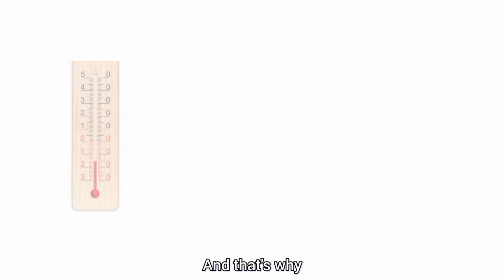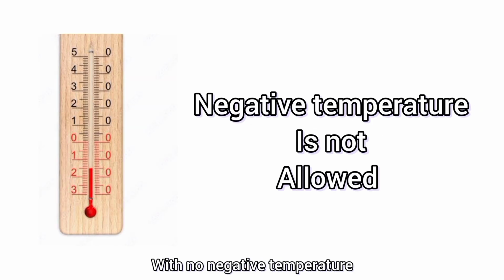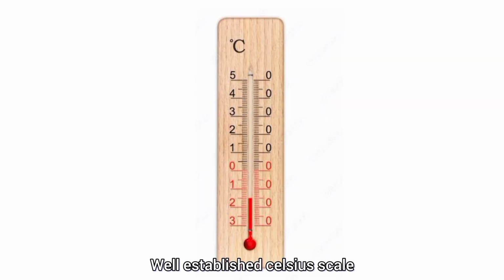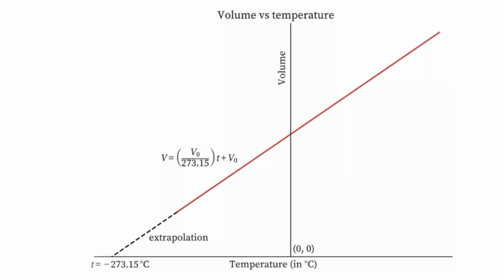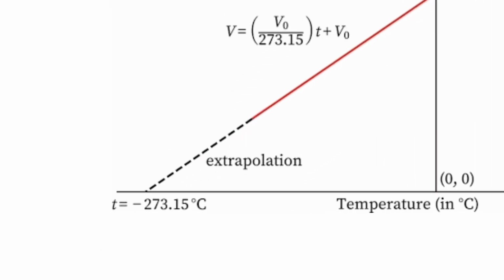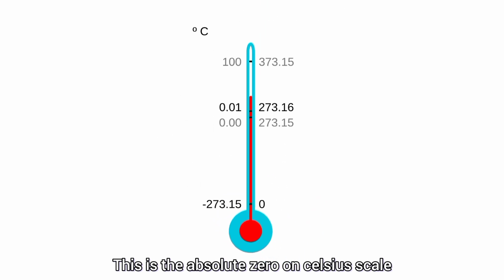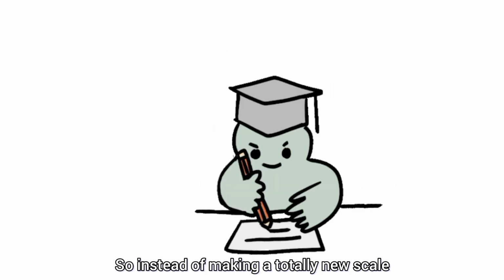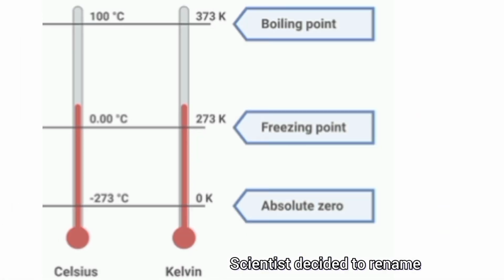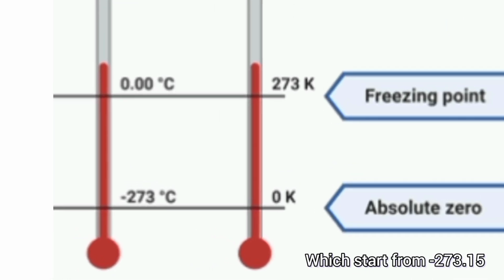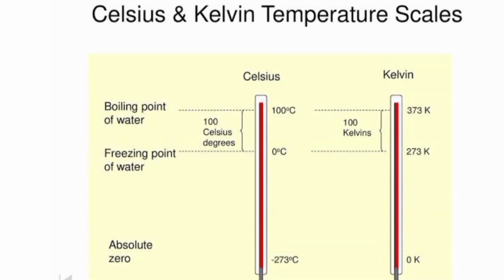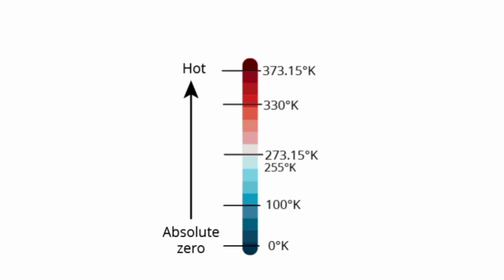And that's why we needed a scale with no negative temperature. We already had a very popular Celsius scale, which has the minimum point at minus 273.15 degrees Celsius. This is the absolute zero on the Celsius scale. So instead of making a totally new scale, scientists just decided to rename the Celsius scale. We start from minus 273.15 as absolute zero, and this scale came out to be known as Kelvin scale.